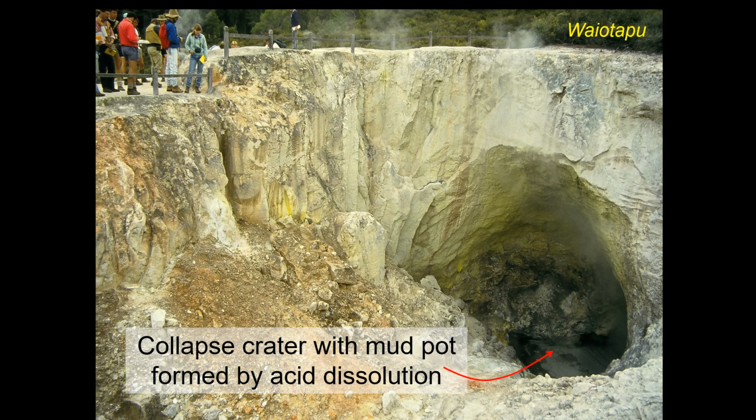The corrosive effect of these acidic waters is shown here, where a boiling mud pot occupies the floor of a collapse crater and is situated beneath an arch-like structure that is formed by dissolution of the volcanic country rock. This mud pot is no more than a few meters above the water table.